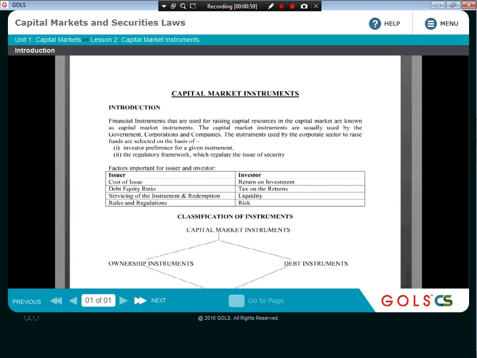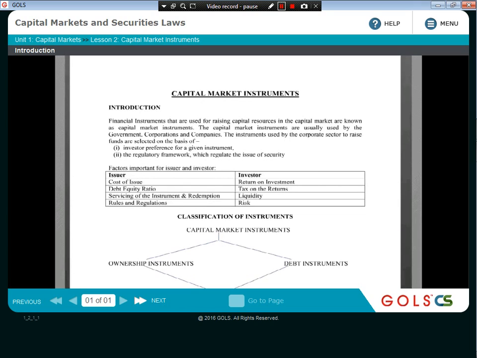Instruments used by the corporate sector to raise funds are selected on the basis of investor preference and regulatory framework. So this can be a question that is asked: what are the factors that are important for the issuer and investor when it comes to capital market instruments? As far as the issuer is concerned, say for example it's a company issuing any capital market instrument, what will be the factors? First is obviously the cost. What is the cost of raising the funds? When you raise the funds, how is it going to affect your ratios, the debt equity ratio?